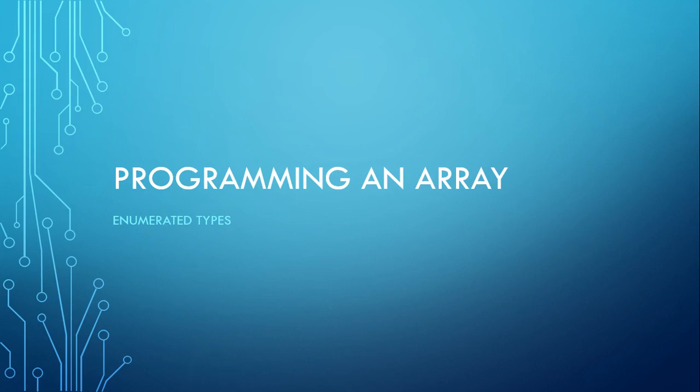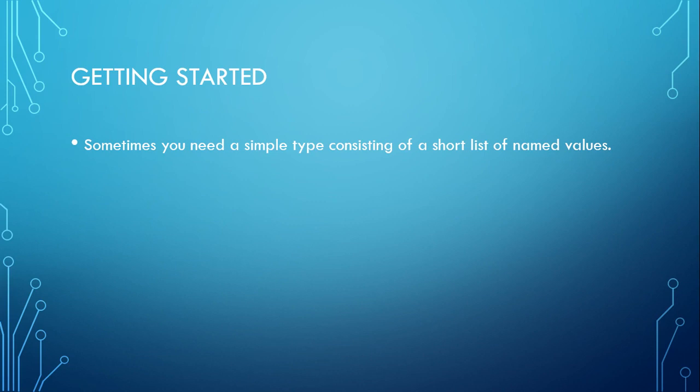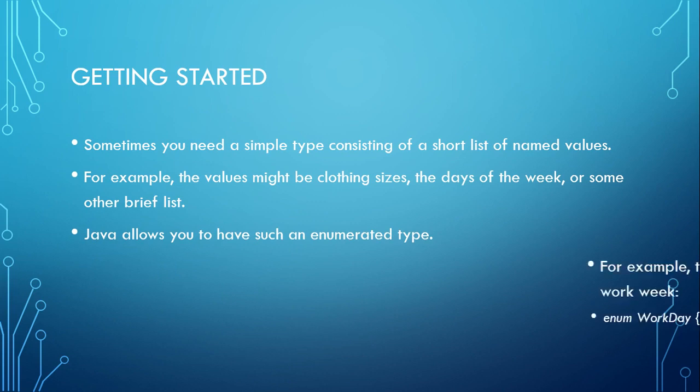And welcome back, students. Today we're going to be discussing another thing in programming an array, which is that of enumerated types. So getting started. Sometimes you need a simple type consisting of a short list of named values. For example, the values might be clothing sizes, days of the week, or some other brief list. Now, Java allows us to have such an enumerated type.